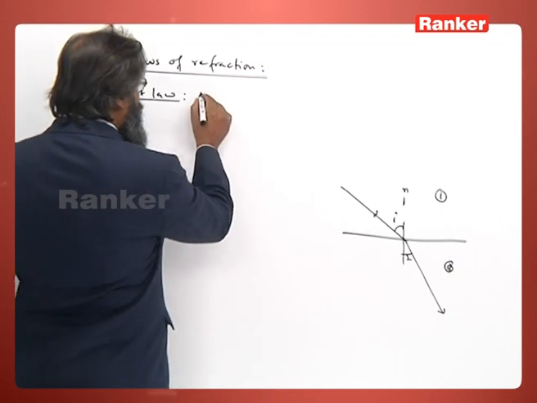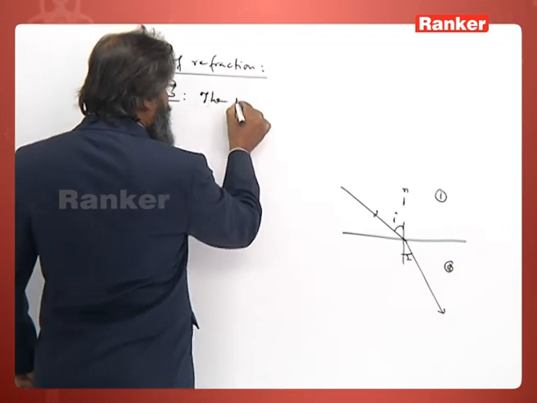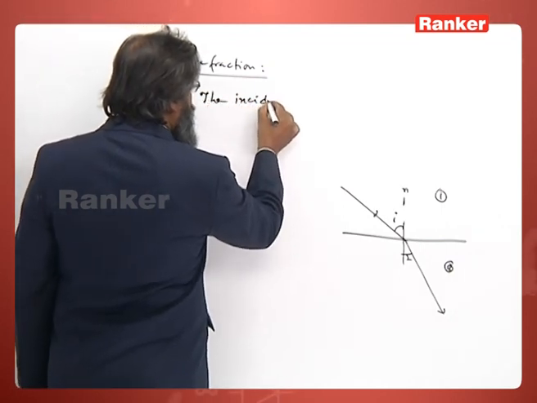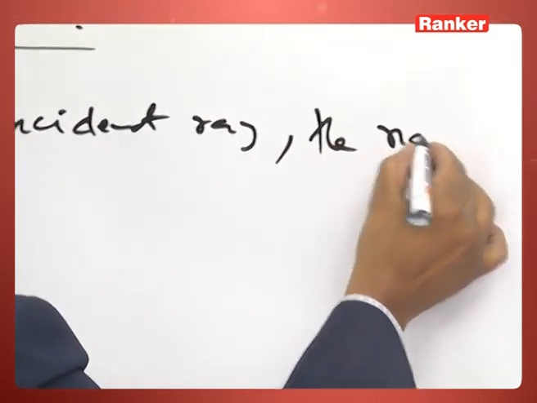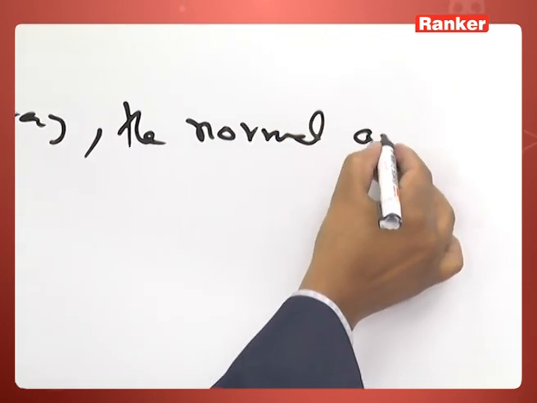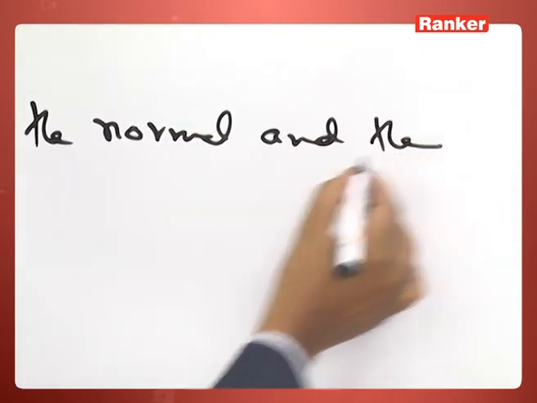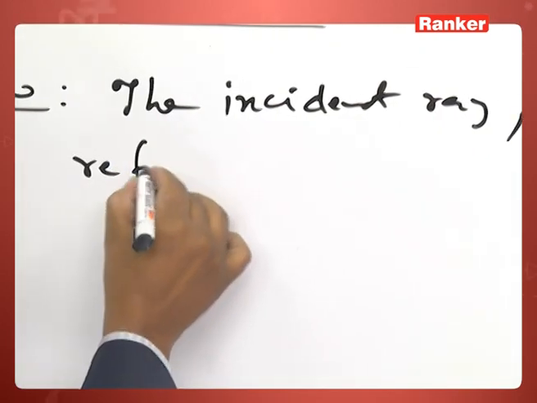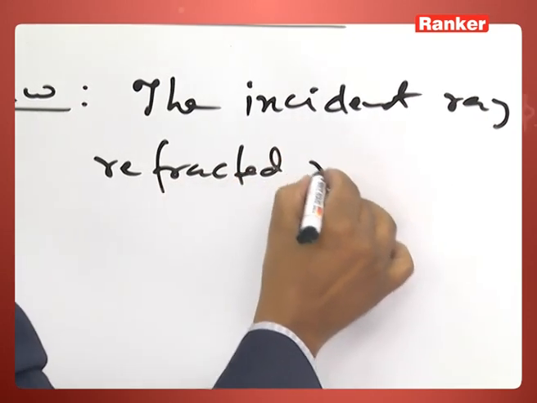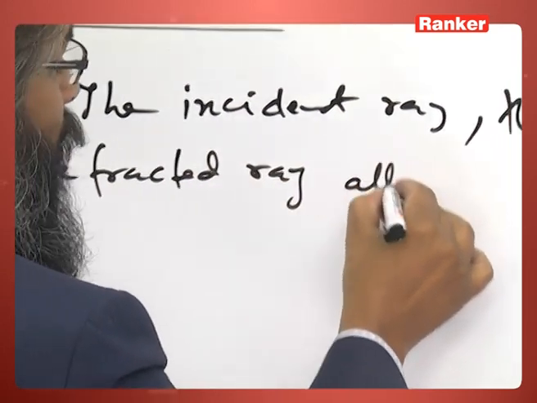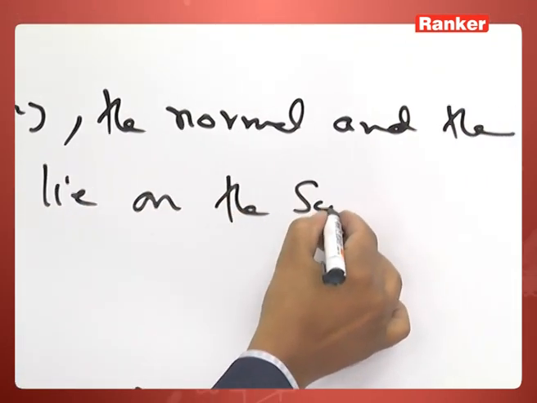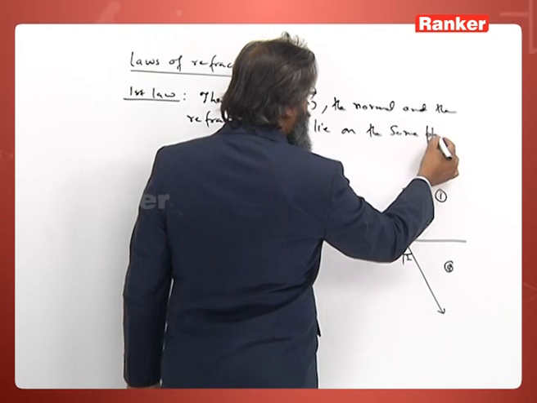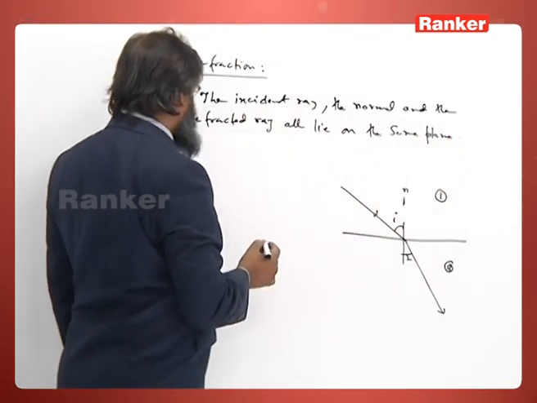So, the first law tells that the incident ray, the normal and the refracted ray all lie on the same plane. They should all lie on the same plane.